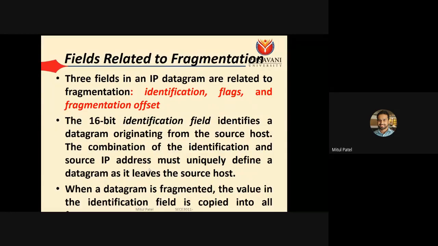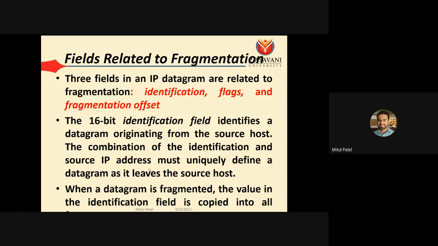Three fields in the IP datagram are related to fragmentation, that is identification, flags, and fragmentation offset. So the 16-bit identification field identifies the datagram originating from the source host. The combination of the identification and source IP address must uniquely define a datagram as it leaves the source host. Generally, it is a type of counter value that is set by the source.